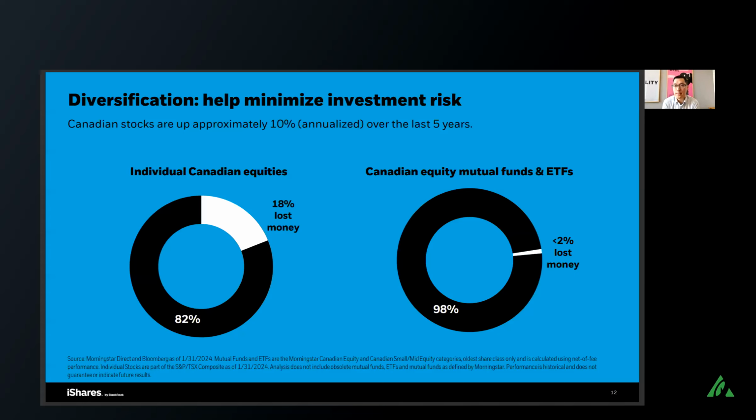Meanwhile, on the right here, you see that had you bought a diversified investment like an ETF or mutual fund, your risk of loss was dramatically reduced down to less than 2%. So just an illustration of why diversification is an important element of constructing a portfolio. And in fact, the saying goes, diversification is the only free lunch in investing, so ETFs can make that easy.